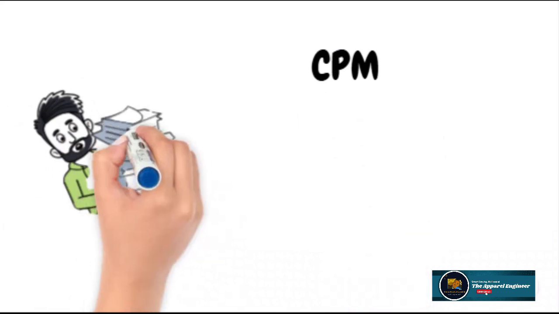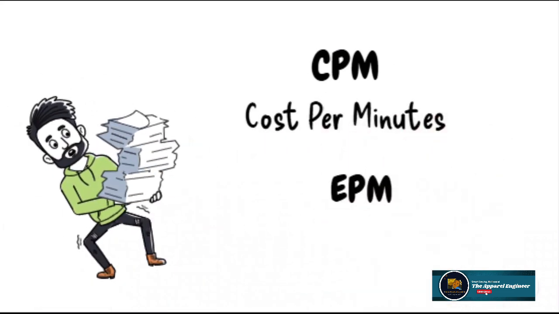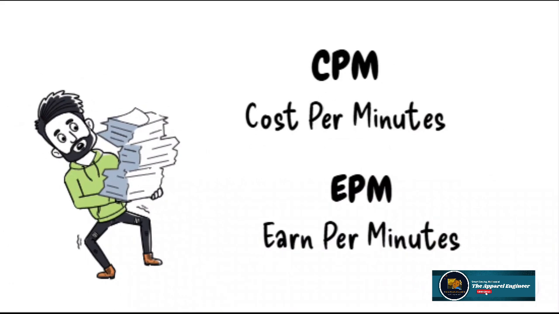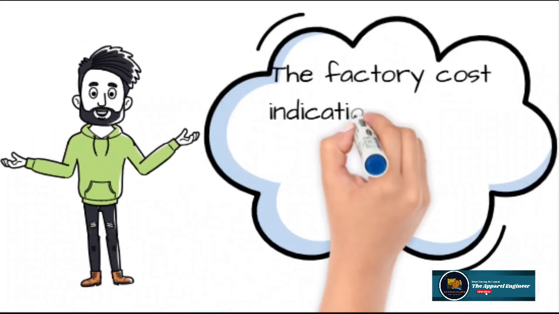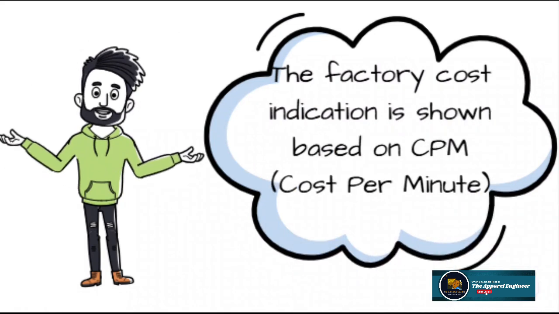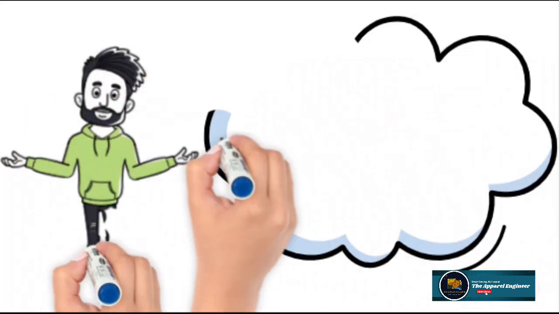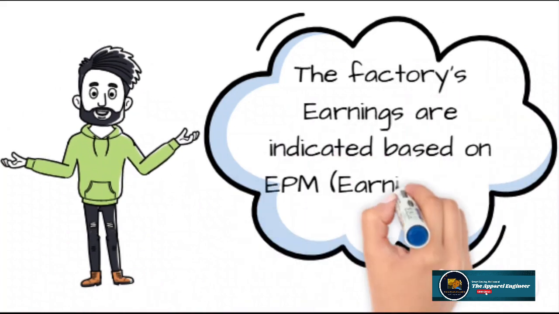CPM, or cost per minute, represents the factory's operating cost per minute, while EPM, or earn per minute, indicates the factory's earnings per minute. Understanding these metrics is essential for assessing profitability and improving efficiency.